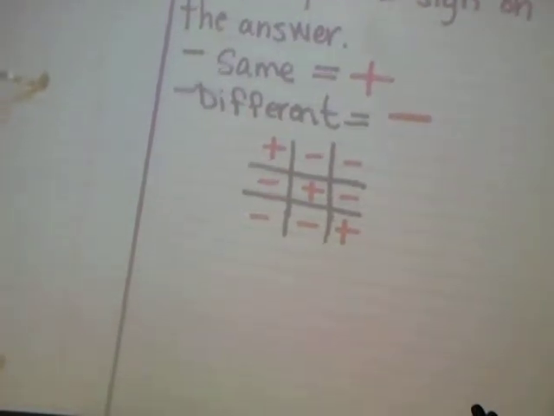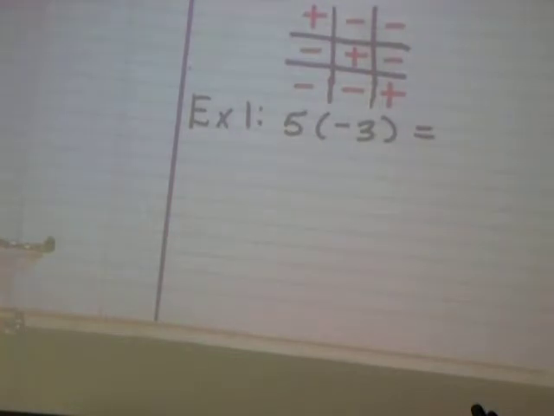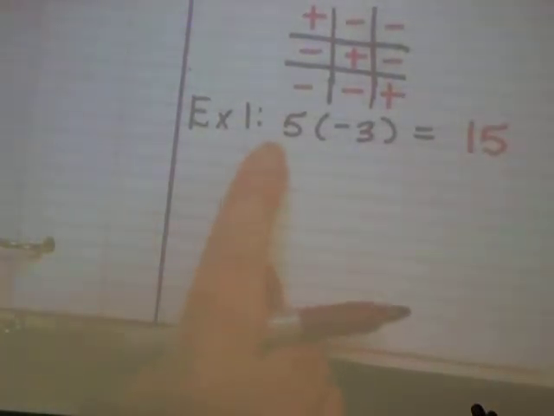Any questions about that? Let's look at example 1. Five times -3. Step 1 tells me to ignore the signs, and so I'm just doing 5 times 3. 5 times 3 is 15. Then I go back and I look at the signs. This is positive, this is negative. They're different, so it's a negative sign. And that's all you do.